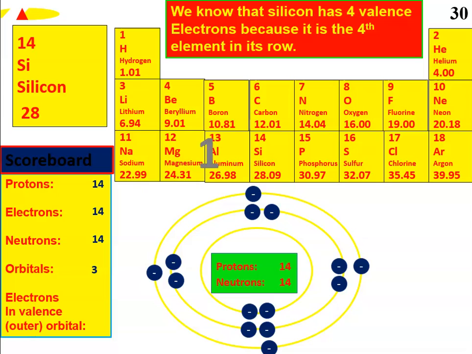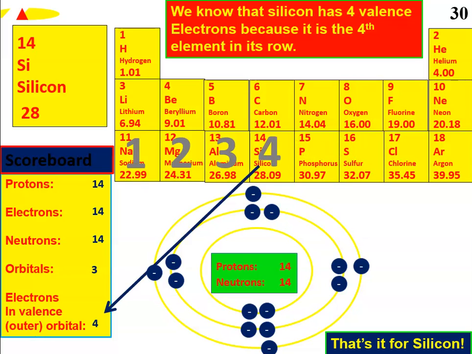So as we watch the numbers come across, sodium is 1, magnesium is 2, aluminum is going to be 3, and finally silicon is the 4th element in its row. And therefore silicon has 4 valence electrons. And there it is. And so that's it for silicon.